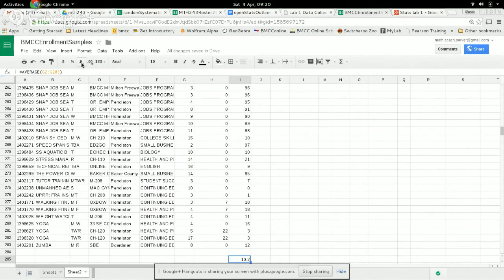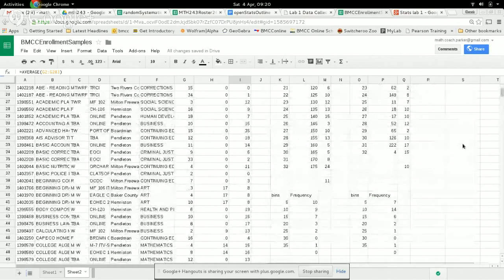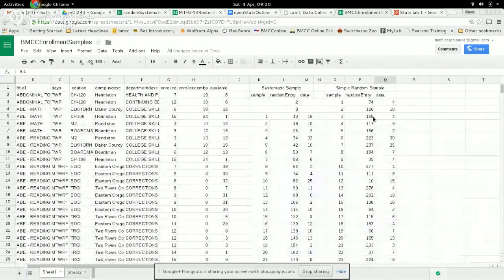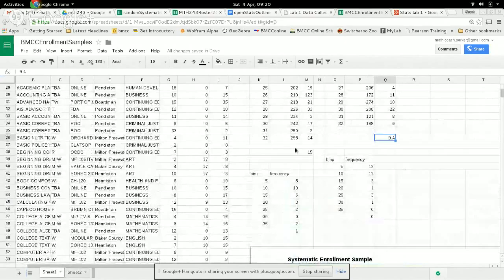So we could say it's really 10 students on average per class, according to the data that I have here. And again, looking at my samples, my second simple random sample had an average of 10. My second systematic sample had an average of 11. My first systematic sample had an average of 15. My first simple random sample had an average of 9.